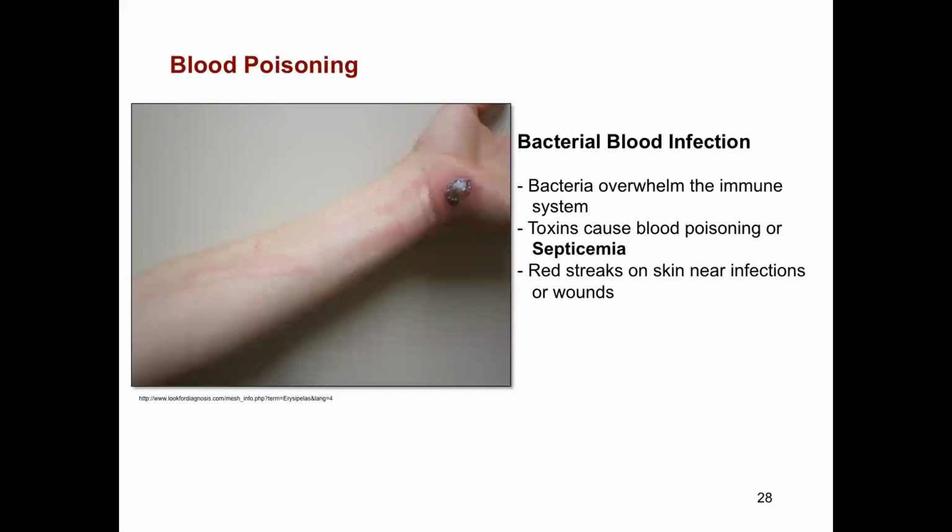Then another one is blood poisoning. We didn't really talk about that. What is it? Well, it's a bacterial infection of the blood. So what's happening is that you've just got so many bacteria, you're overwhelming the immune system, and that causes blood poisoning or septicemia. And you can see red streaks. It's basically inflammation in your blood vessels, so you can see that on the skin near an infection. All right, so that's what's happening there.